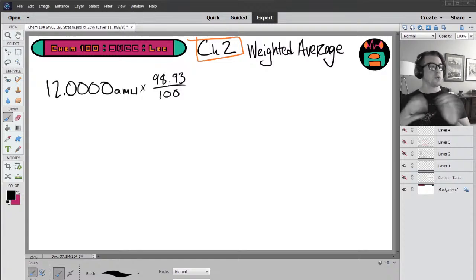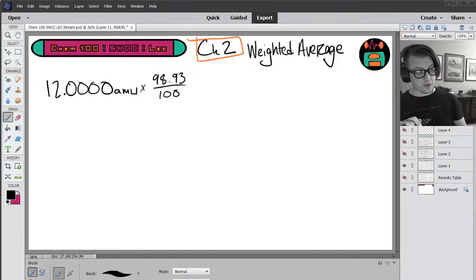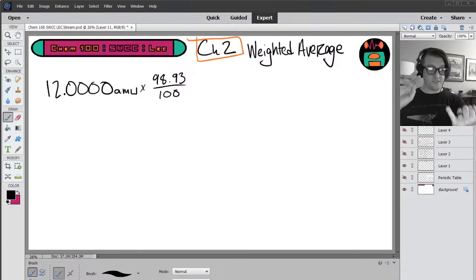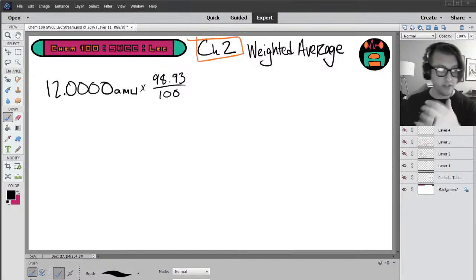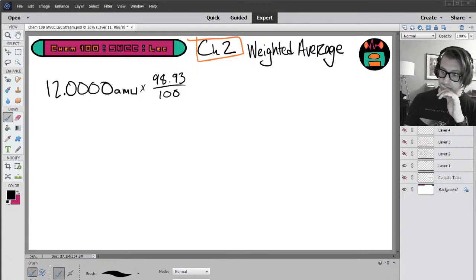Yes, Brianna, the short answer to your question is yes. If I'm asking you to calculate the atomic mass for an element, I have to give you the mass of every isotope and its natural abundance. Otherwise, you won't have enough information to solve it. All right, so that is carbon 12.